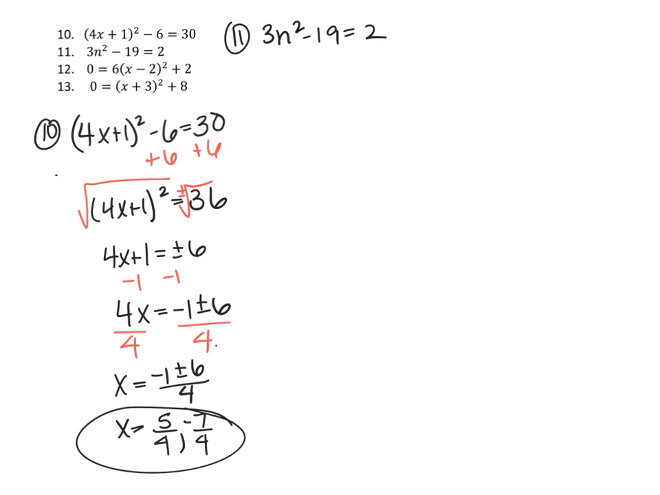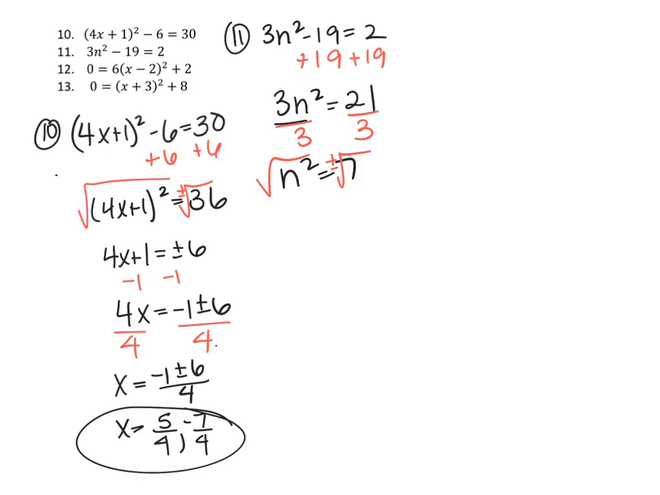Number 11, going to get the square term by itself still. Add 19 to both sides. So 3n squared equals 21. Divide by 3. So n squared equals 7. And then we'll take the square root of both sides. So n equals plus or minus the square root of 7, and I can't simplify that anymore. Number 12.